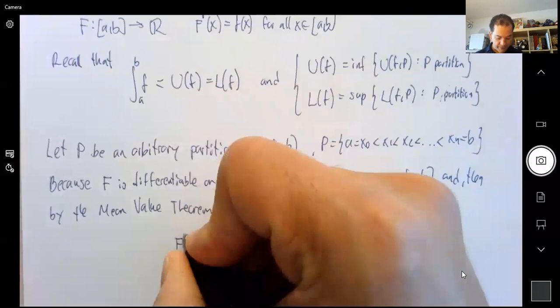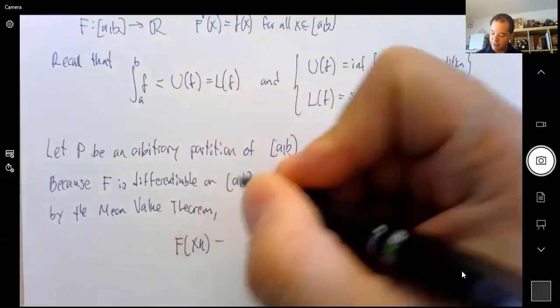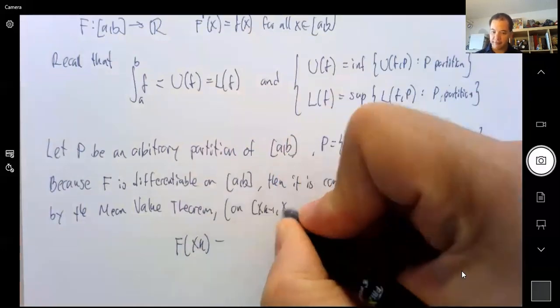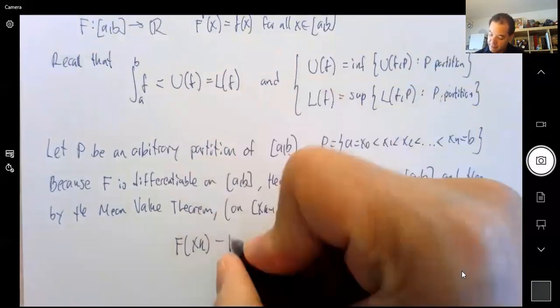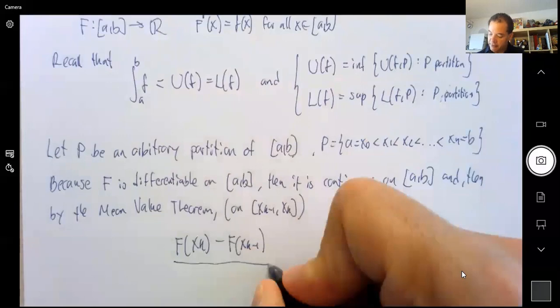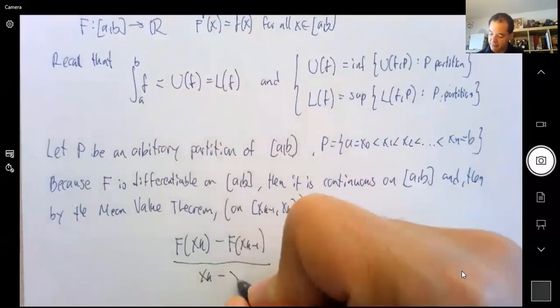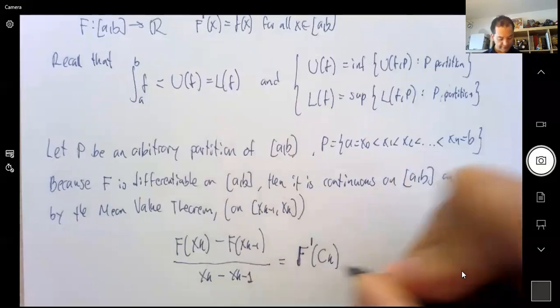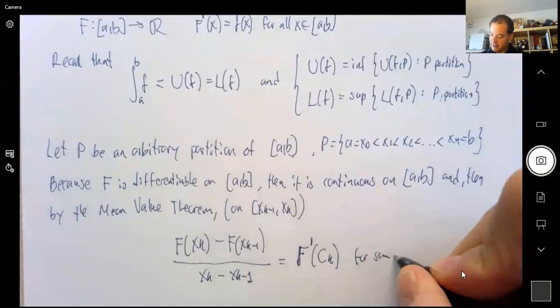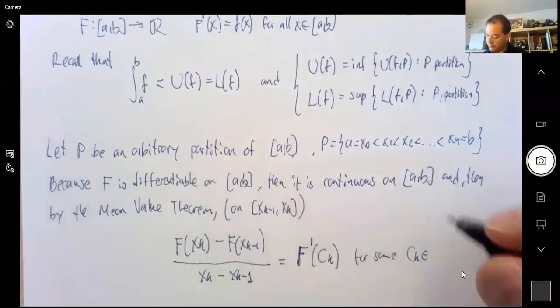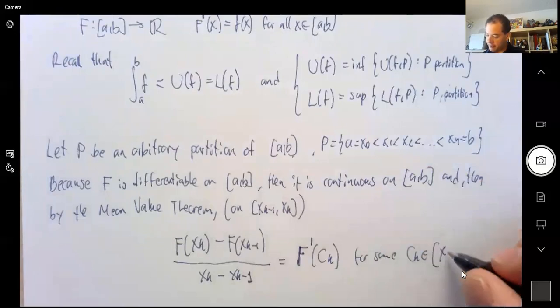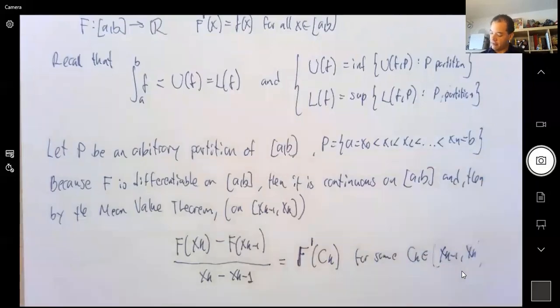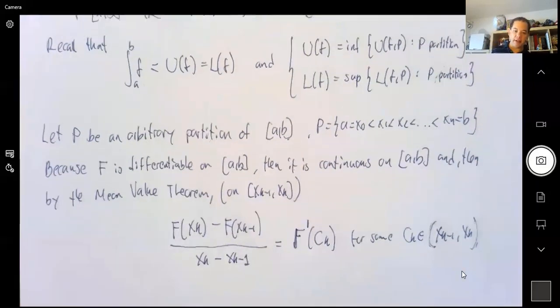If we do F of xk, on which interval? On the interval [xk-1, xk]. What happens if I apply the mean value theorem to that interval? Well, it tells me that F(xk) minus F(xk-1), divided by xk minus xk-1, is the derivative at some point in between, for some ck that belongs to the interval (xk-1, xk). In fact, it's open here, not that it matters, but let's write it the correct way. Good? Is that correct? So we've applied the mean value theorem. It's the only thing we've done.